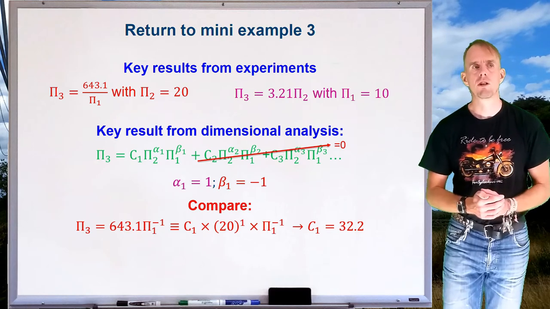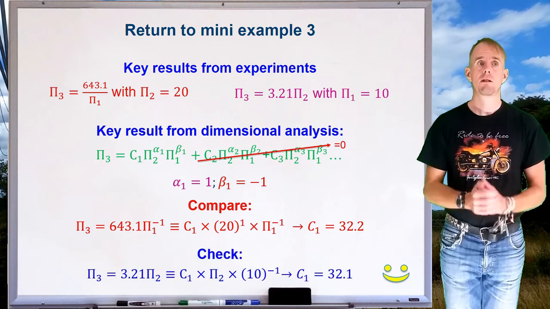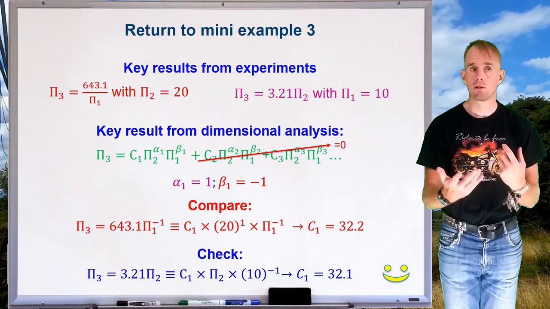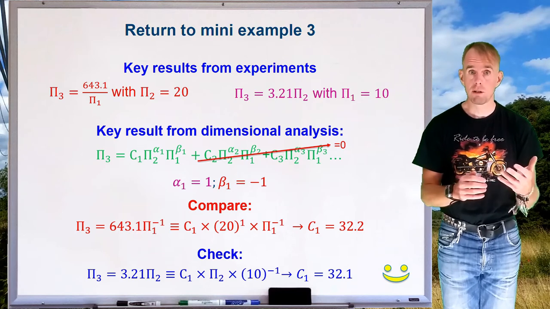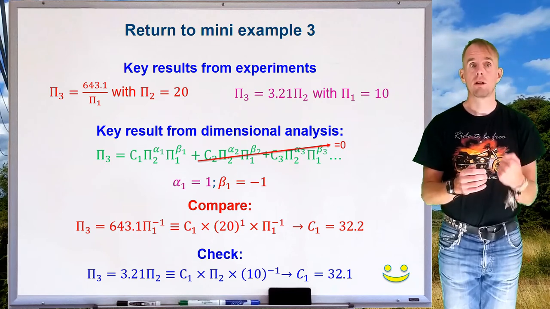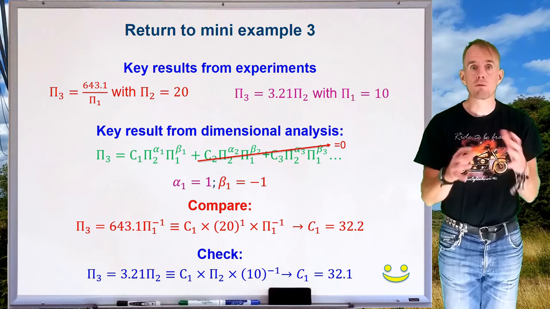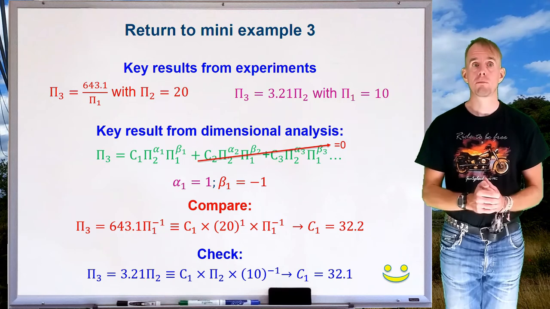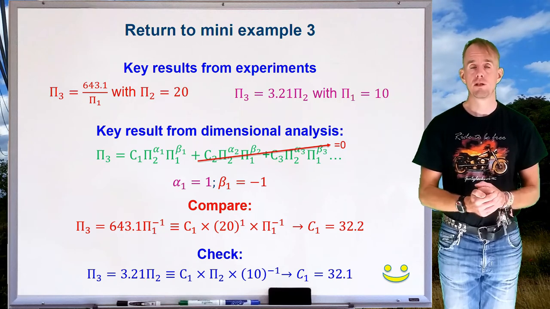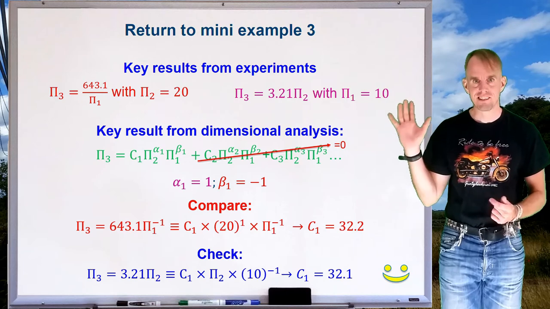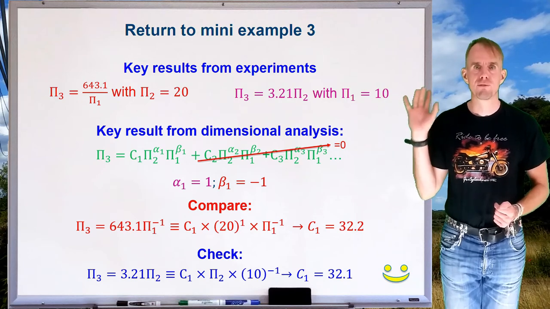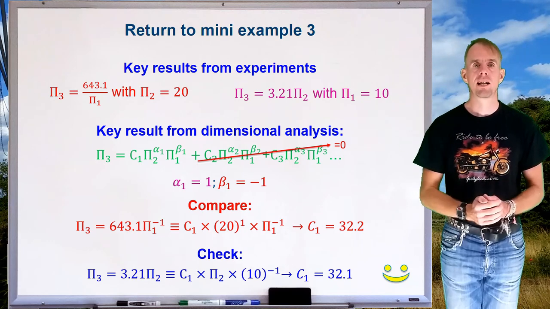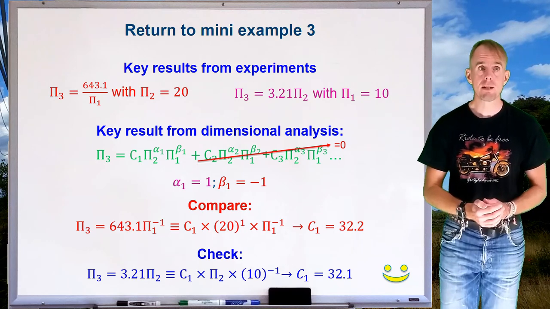Let's have a look at that second result. So I'm going to check. This is between pi 3 and pi 2 now. So pi 3 was about 3.2 pi 2, which should be equivalent to C1 times pi 2 times 10 to the minus 1. That's my 1 over Reynolds number term, 1 over 10. And again, my calculation shows that C1 is about 32.1. So we have consistency for our numerical constant across both of these results, which is a bit of a relief and reassures us that our analysis is hopefully correct.